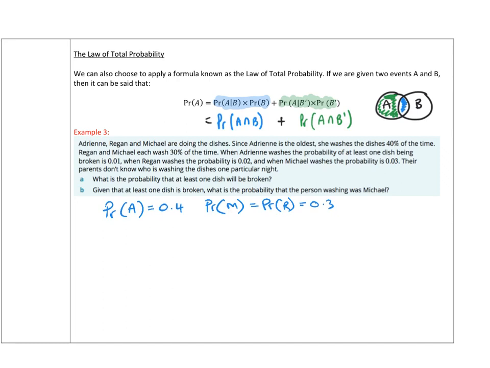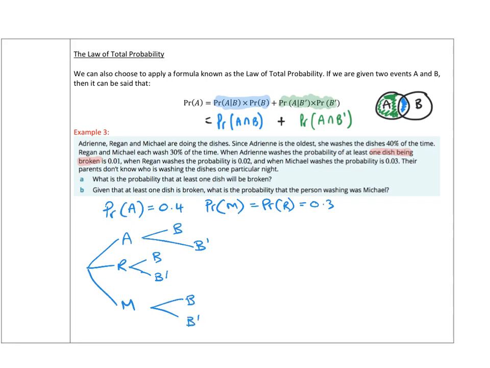So looking at what our two events are, it's first of all a matter of seeing who washed the dishes, and second of all, the probability that a dish is broken, or at least one dish is being broken. That's the second event here. So it might need another tree diagram to work this out. We start with either Adrienne, Regan, Michael, and either the dish will break or not. So it will break or it won't, and it will break or not.